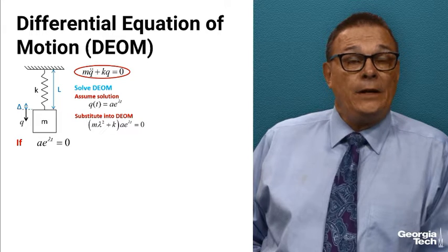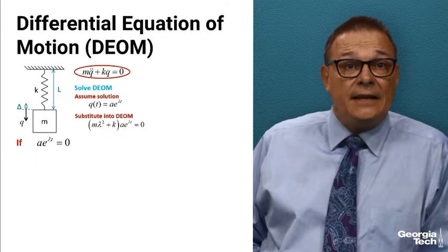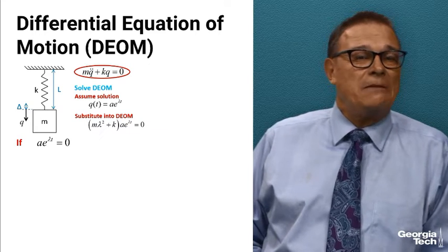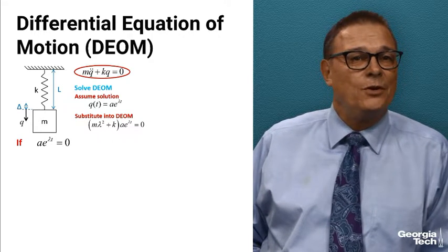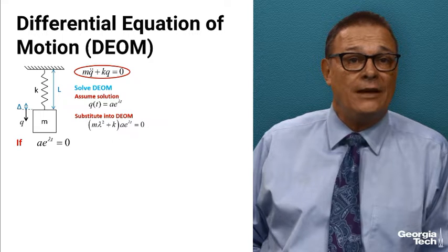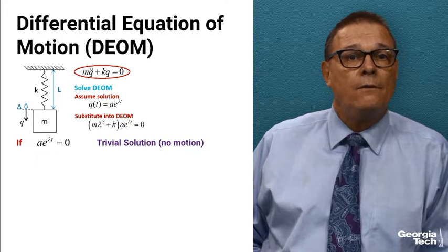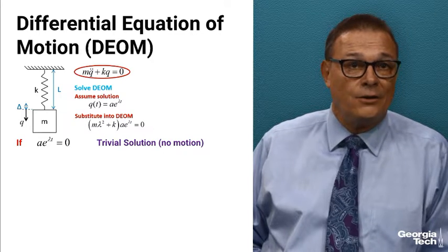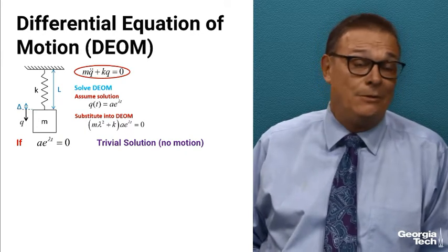Now, we could say A e to the lambda t is equal to 0, but that would then say that there's no motion. The system is just sitting there in static equilibrium, and that's not very interesting. So we call that the trivial solution, because q equals 0.